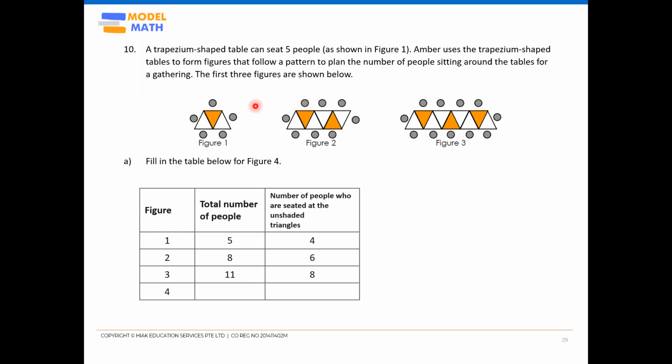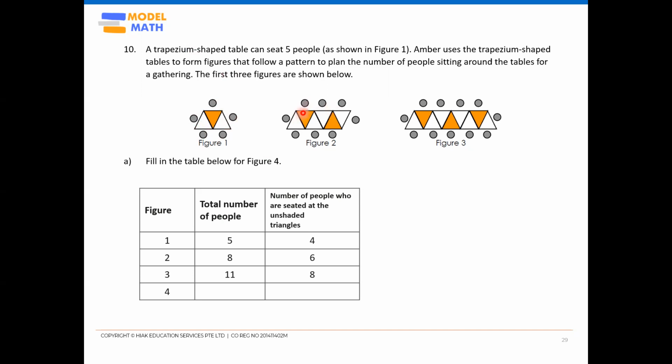So let's observe the diagram first. If you look at figure 1, the question already says it's a trapezium-shaped table. So treat this as a trapezium. You don't have to look at it as 3 triangles. At this point, the triangles are not really so important. More likely, we'll be focusing on the trapezium first. All these gray circles are the 5 people that are around the table.